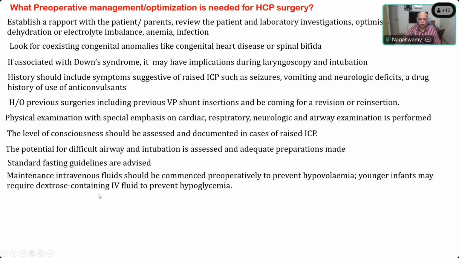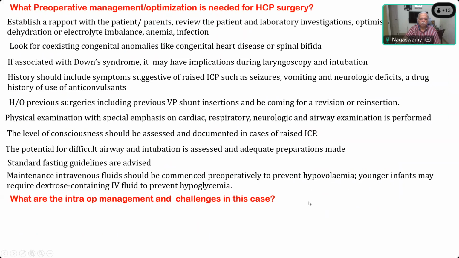Younger infants may require dextrose. You said dextrose containing fluid should be avoided, but smaller infants can go in for hypoglycemia. So you have to check the blood sugar and decide whether you have to add glucose to the IV infusions. Otherwise, as you rightly said, it may be normal saline or ringer lactate.